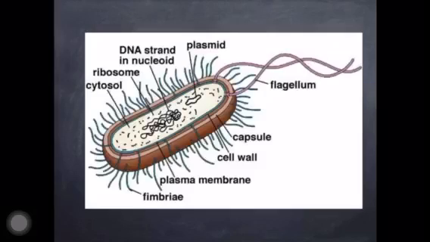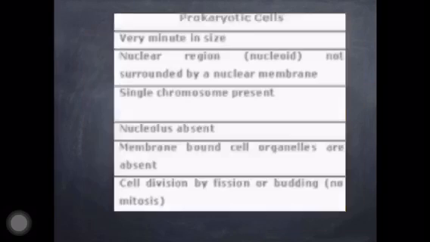And then we'll see the body is coated with a hard cover. This is called capsule and cell wall. Inside we have plasma membrane as well, and on the body finger-like projections or finger-like hair-like structures are there, and that is called fimbriae. So this is the structure of the prokaryotic cell.